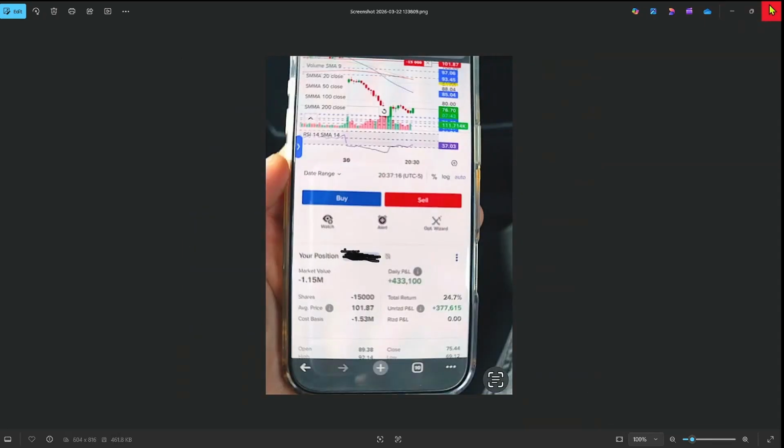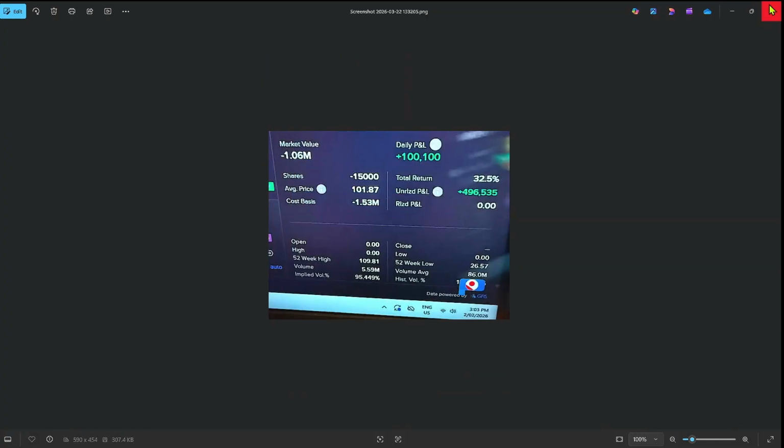I'm thinking, wow, this thing's just dropped. So I'm close to about half a mil in the money. I kept the trade going for a few more days, and I ended up closing it just under 500,000. So you can see I closed it there at 496, which was really good.